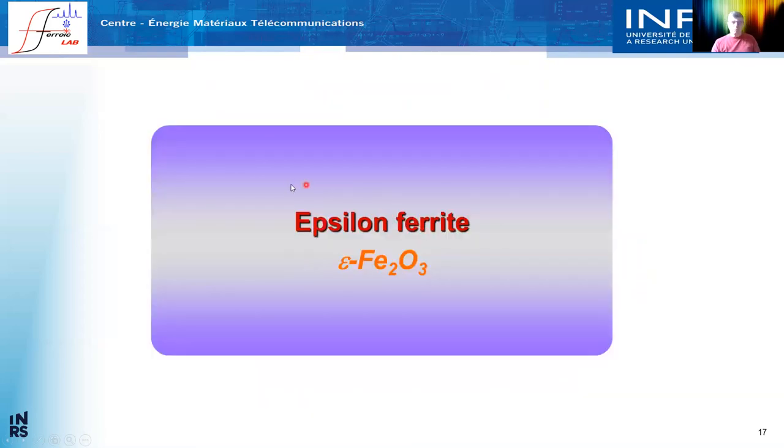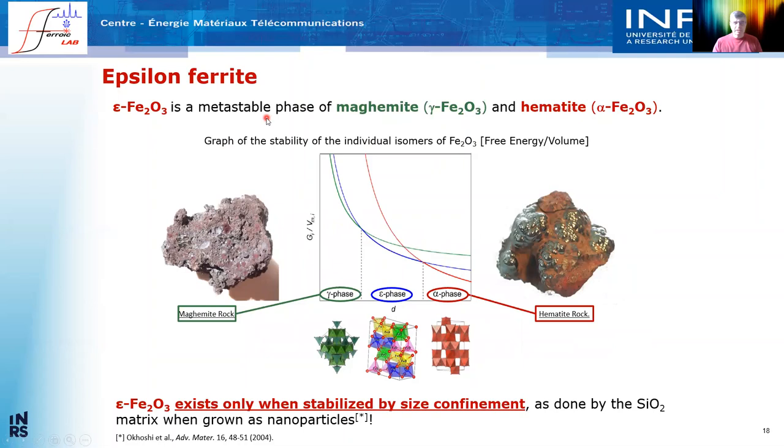Now the other material, the epsilon ferrite, which is the epsilon phase of iron oxide. And this material is of course very interesting because, if it would be a room temperature multiferroic, and we believe it is, it's only iron and oxygen, two very abundant, non-toxic elements. Epsilon ferrite is a metastable phase, so in principle it doesn't exist in the bulk if it's not stabilized between maghemite, which is the gamma phase of Fe2O3, and hematite, which is the stable, well-known alpha phase of Fe2O3. And actually, it is stable in a very, very small size domain, of the order of 10 to 50 nanometers. And that's why most of the epsilon ferrite phase has been synthesized as nanoparticles.